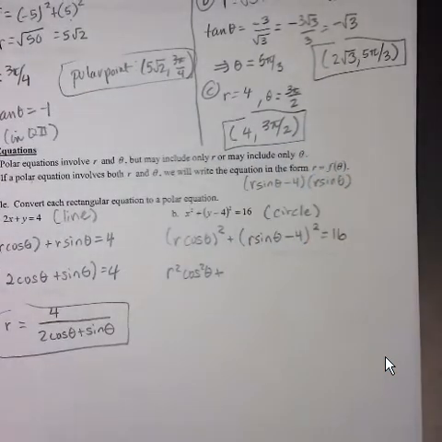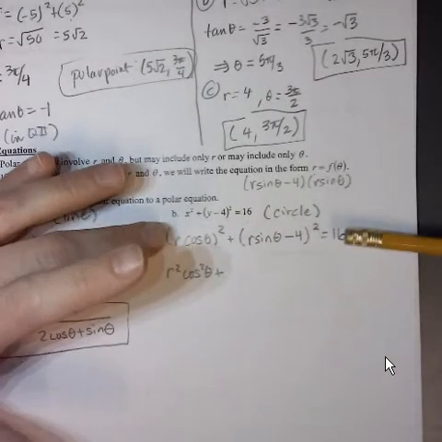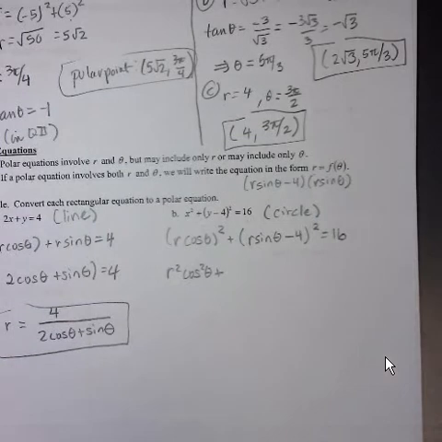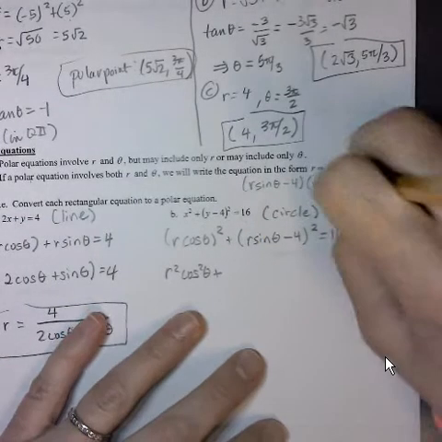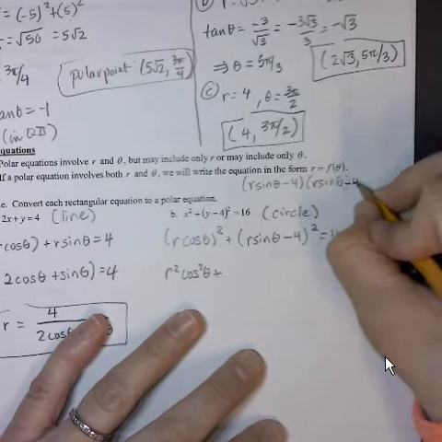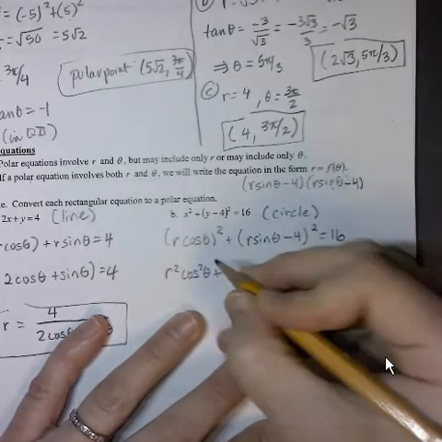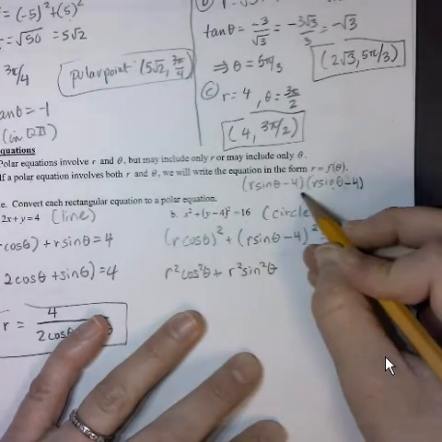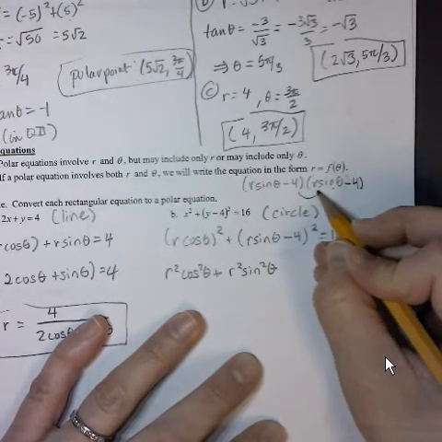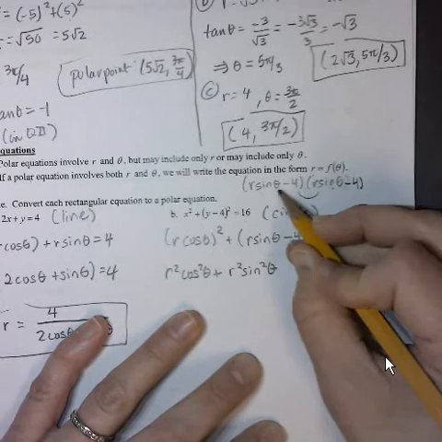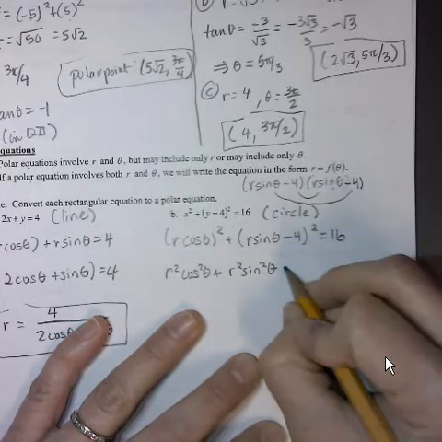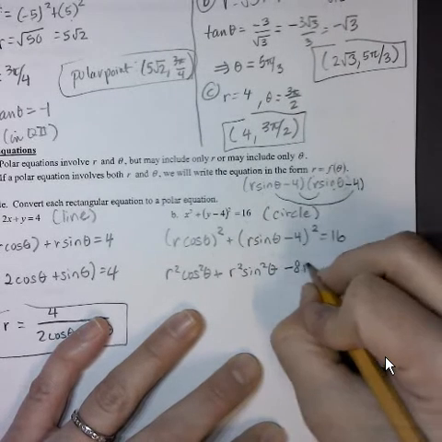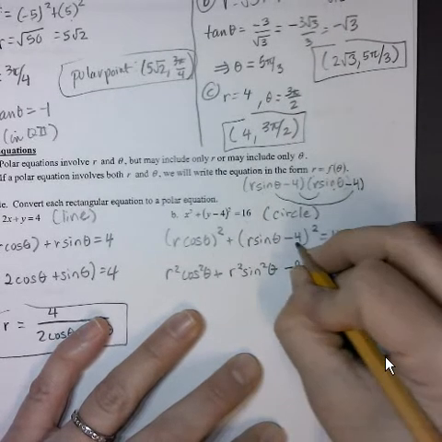Okay, so we could just leave it like this, but we want to write r as a function of theta, so that's why I'm going further. So distribute r, oops, that should be minus 4. r sine theta times r sine theta is r squared sine squared theta. And then we'll get minus 4r sine theta on the inside product and on the outside product, so minus 8r sine theta. And then negative 4 times negative 4 is plus 16.